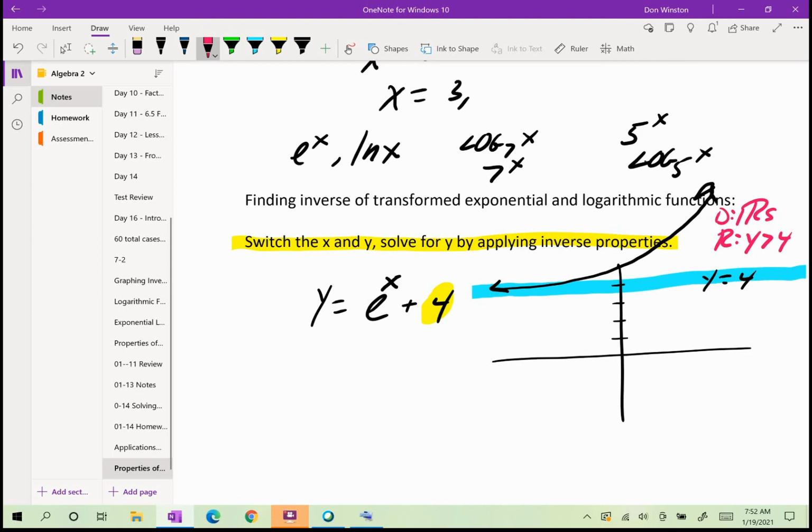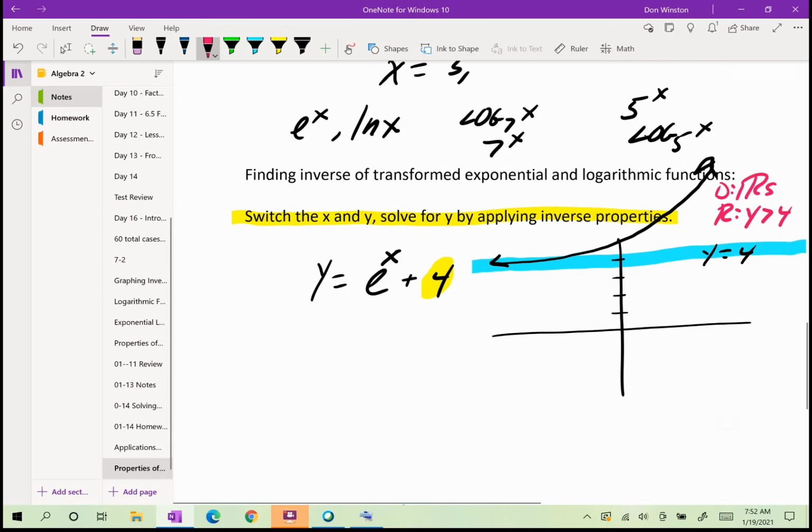I move the asymptote up 4. Now, how do we find the inverse function? Well, if you remember what we learned about inverse functions, the range of that inverse function, the domain of that inverse function, would have been the range of the original function. So my domain now should be x is greater than 4. The range would be all real numbers.